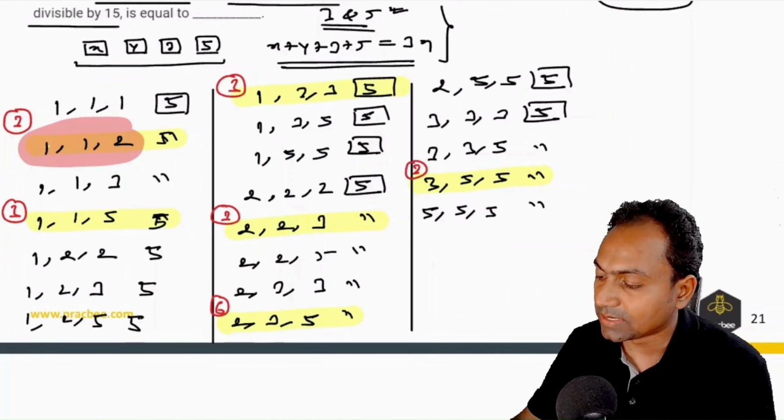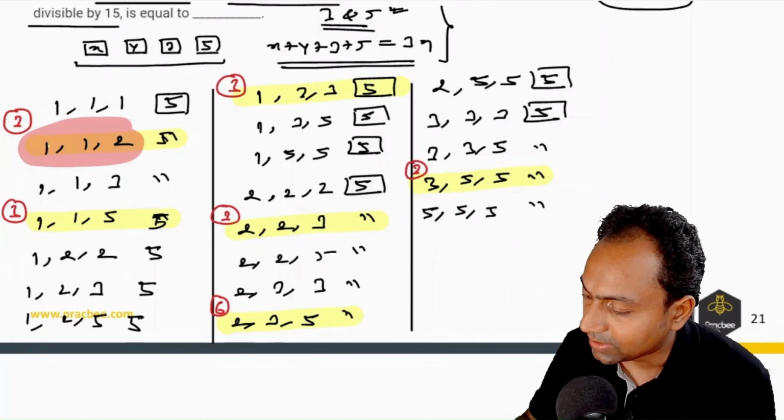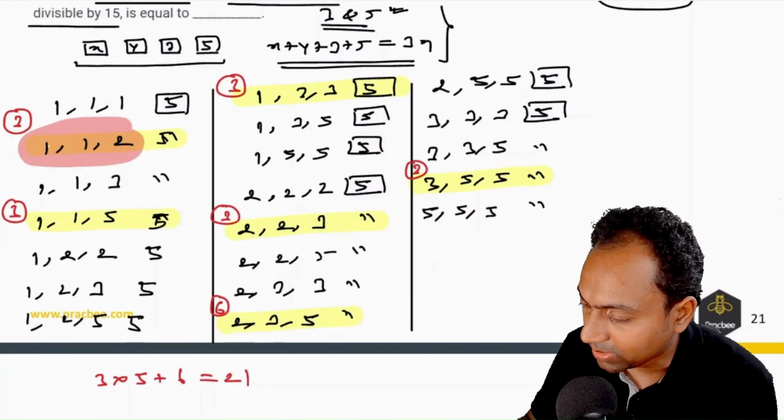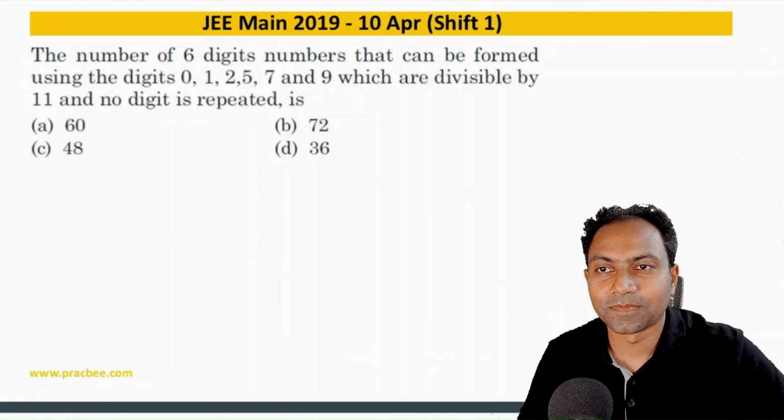So let us sum it up. What we are getting is 3, 1, 2, 3, 4, 5 times. So 3 into 5 plus 6, that comes out to be nothing but 21. That is the answer to this question. So this is also an approach to solve the similar kind of questions.